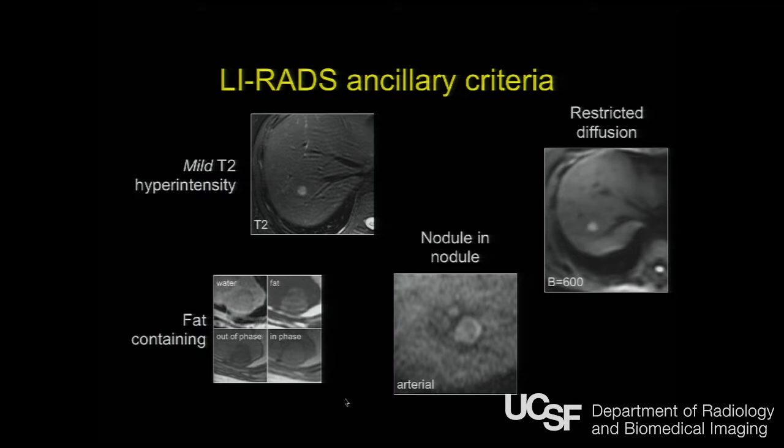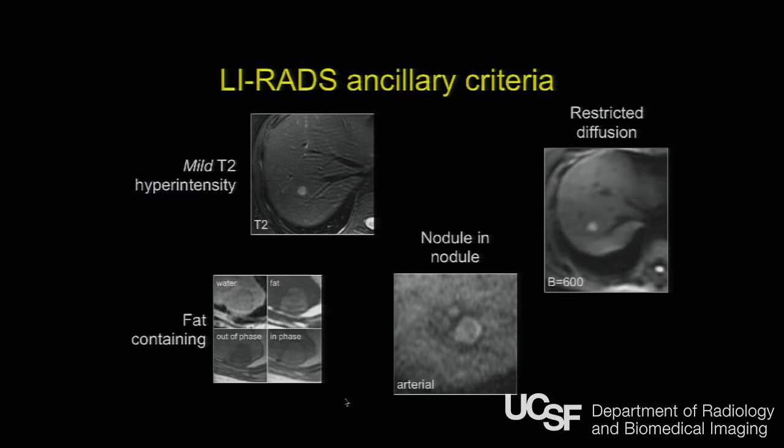And these include things like mild T2 hyperintensity and fat containing. If there's microscopic fat in a lesion, that's suggestive of HCC. If there's nodule appearance, if you have a large dysplastic nodule with an arterial hyperenhancing lesion in it, that's an ancillary feature. If you have restricted diffusion, that's an ancillary feature. Again, ancillary features cannot be used to up-categorize to a LIRADS 5, only up to a LIRADS 4, okay?